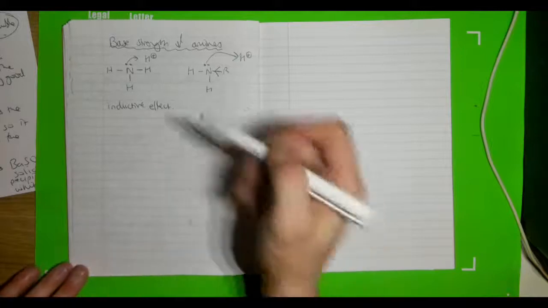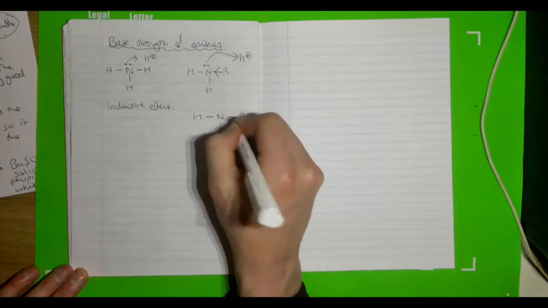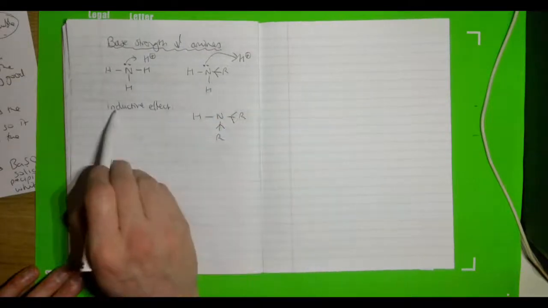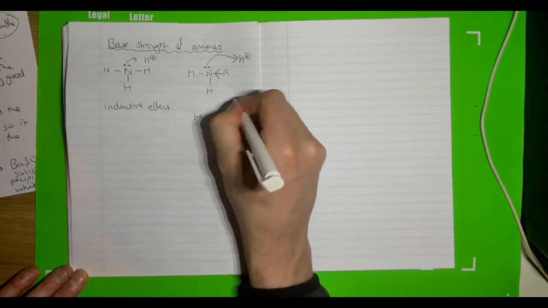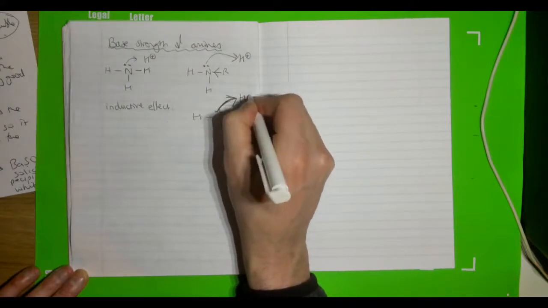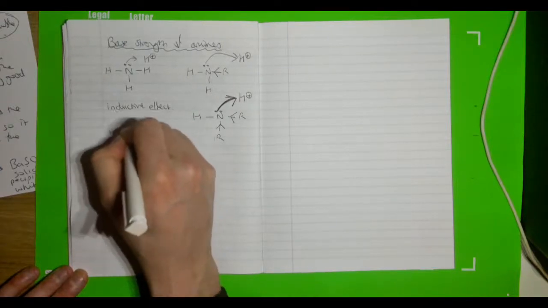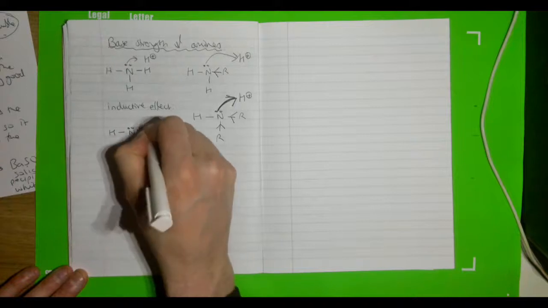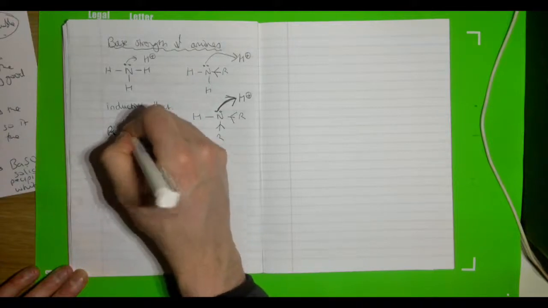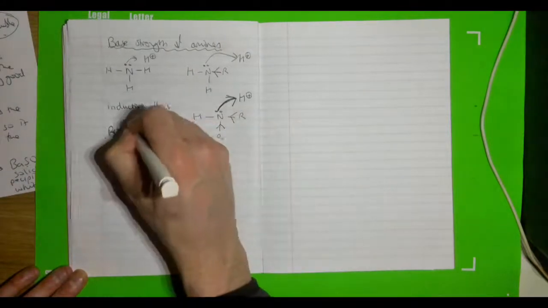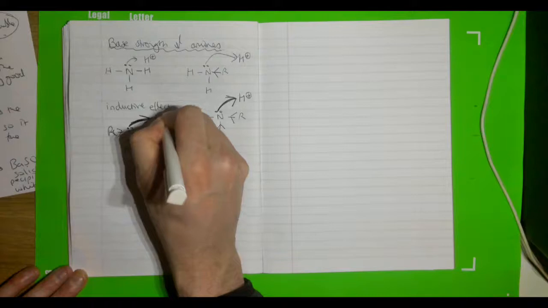So if we put another R group on it, we make a secondary amine, then you've got a greater inductive effect. Therefore, that lone pair of electrons is even more likely to be donated to an H plus. And likewise, if we go to a tertiary amine, where all of these H's are R groups, then you've got quite a significant inductive effect, and that lone pair of electrons is very easily donated to an H plus.